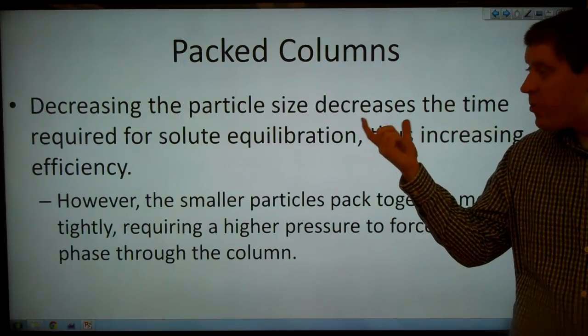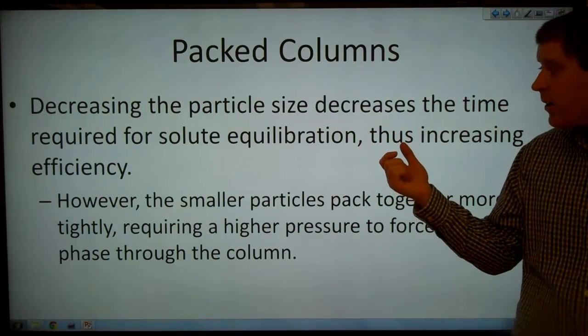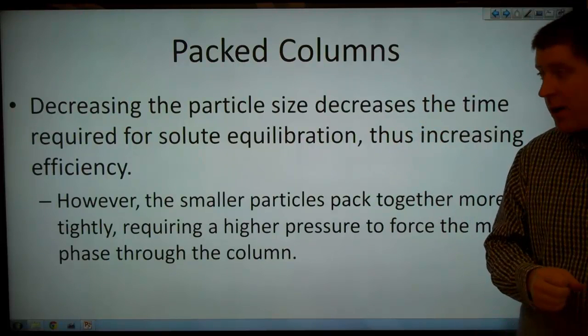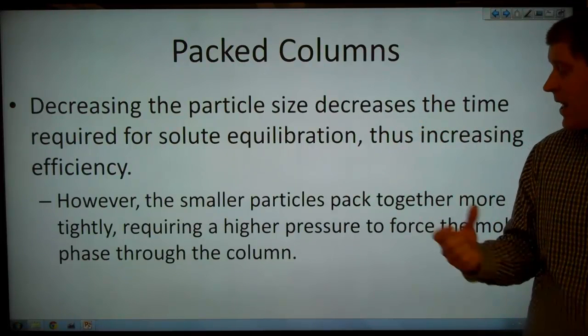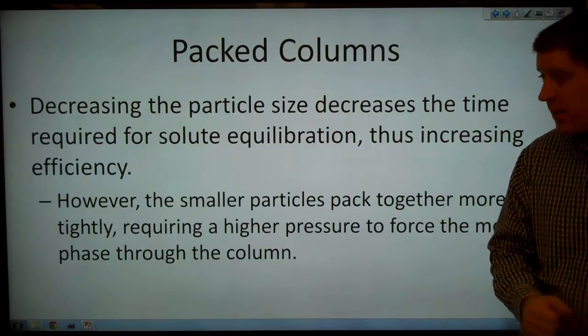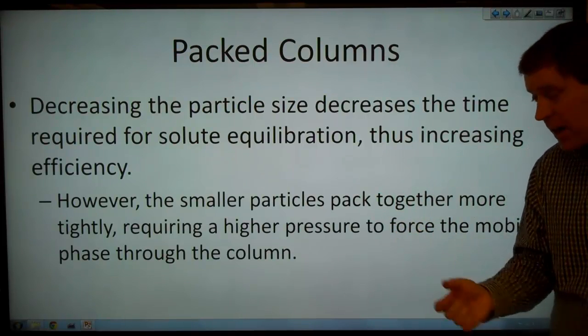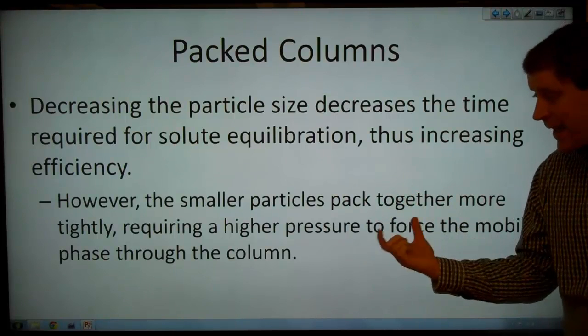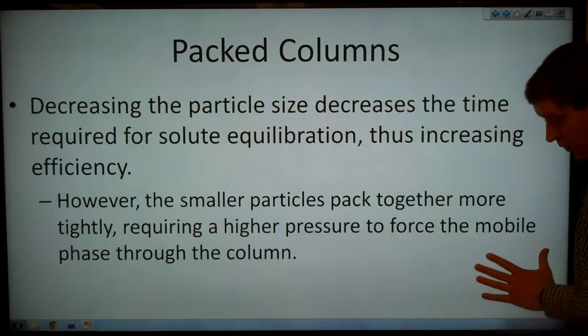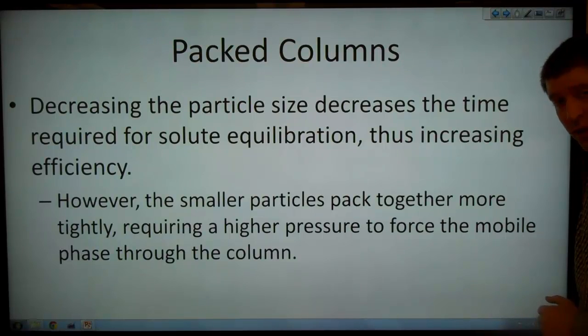Now, decreasing the particle size in our packed column decreases the time required for solute equilibration, and thus it increases the efficiency. However, the smaller particles pack together more tightly, and that means that we need a higher pressure to force our mobile phase through the column.